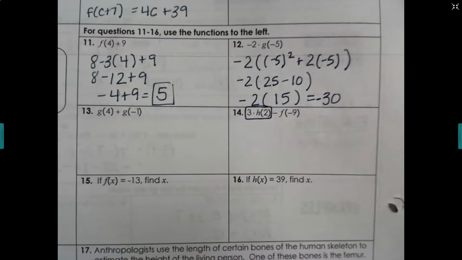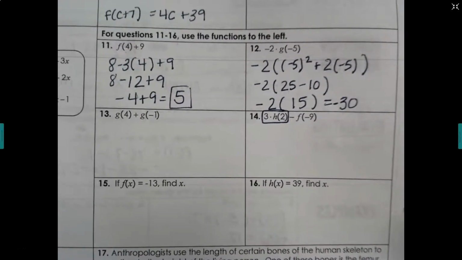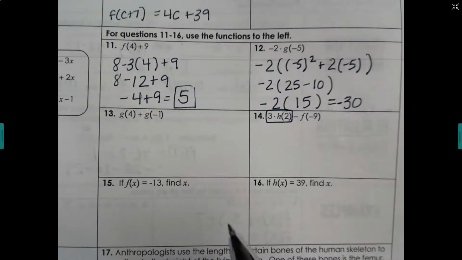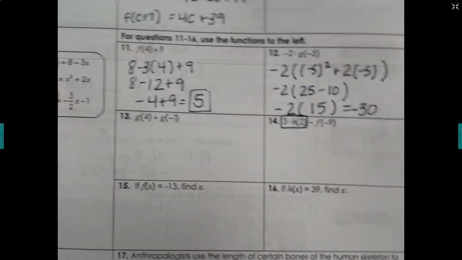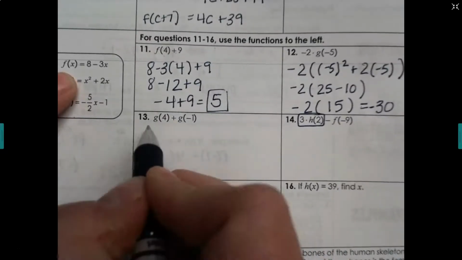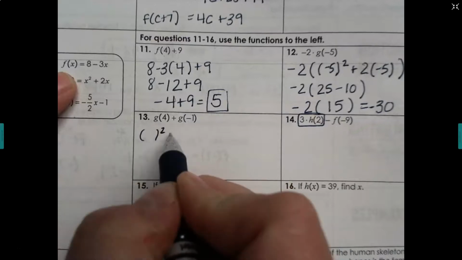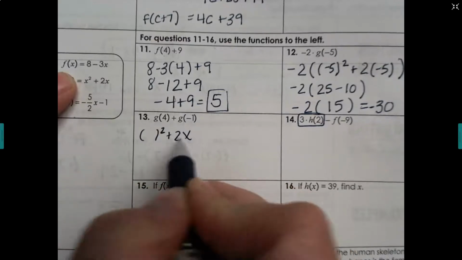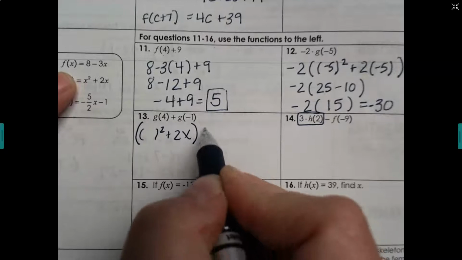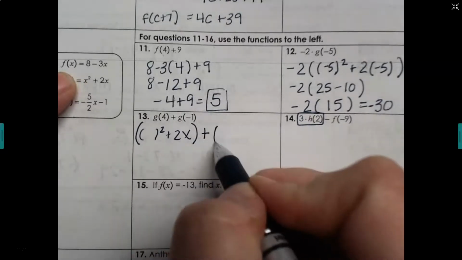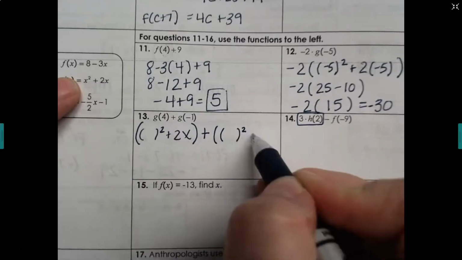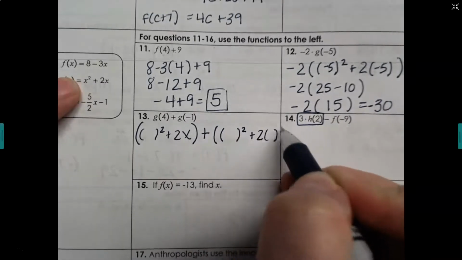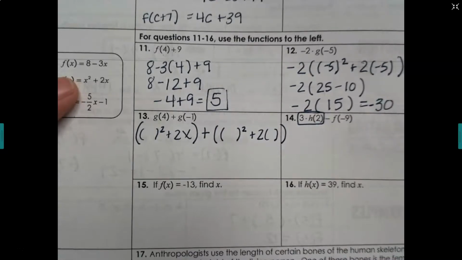Okay? Let me help you get 13 set up. We'll set it up and then we'll solve it. So we have g of 4. So I'm going to use the g function, which is x squared plus 2x. So I'm going to take this whole function and I need to add to it g of negative 1. So I'm using g again, which is x squared plus 2x. But now I'm going to need to go plug in.